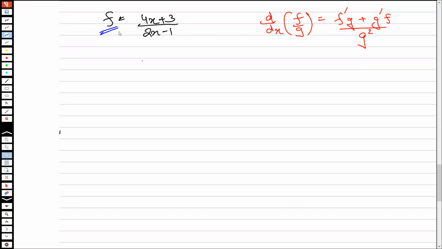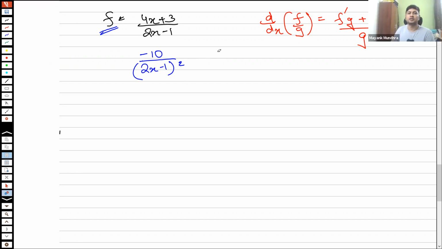So minus 10 upon (2x minus 1) whole square. Can you repeat it? Minus 10 upon (2x minus 1) whole square. Okay. This is Kanishka's answer. You can put Ashish. So I also got the same answer. All right, cool. So I'll not solve it further, but the idea is, differentiate this, that.